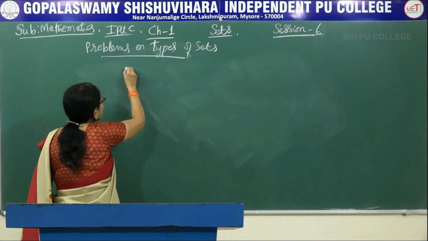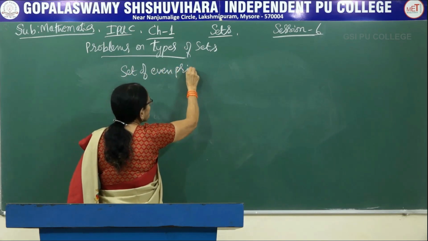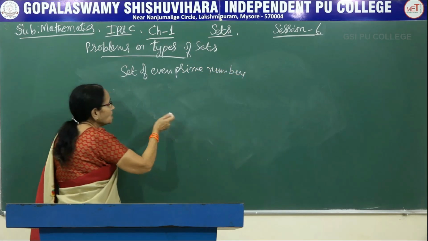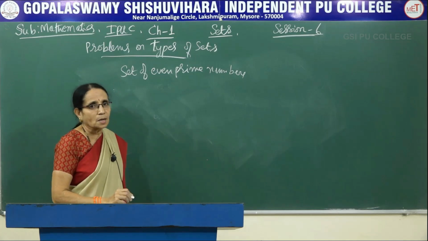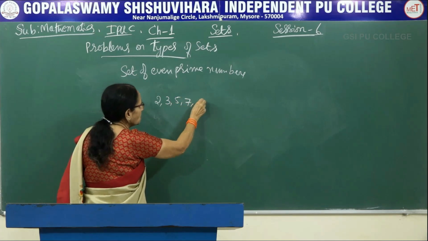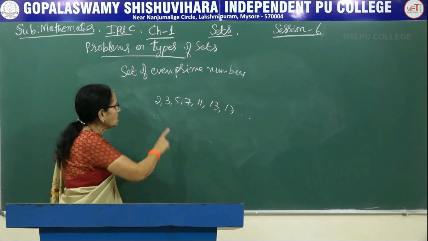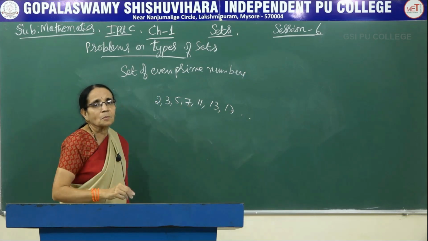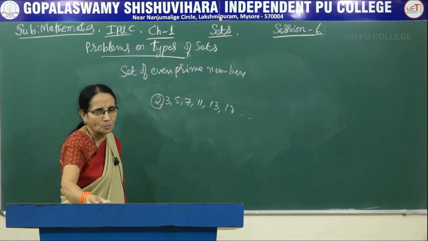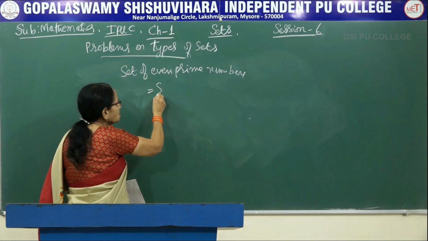Next is the set of even prime numbers. Now, just now I gave an example for a singleton. See, prime numbers, what are the prime numbers? 2, 3, 5, 7, 11, 13, 17, etc. It is an infinite set, as you know. You observe from 3 onwards, all the numbers are odd numbers. Only 2 is the only even prime number. Therefore, you write set of even prime numbers. That means this is equal to {2}.